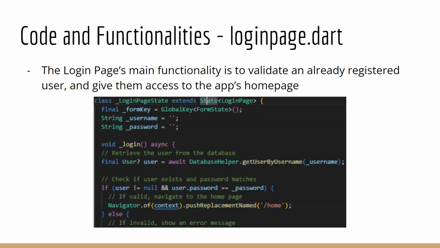The login page Dart file. The login page's main functionality is to validate an already registered user and give them access to the app's homepage. And this is the code that displays that, creates keys. It makes sure to check the data tables to see if the username matches up to the password, and if it does, it will navigate into the home page. If not, it'll show an error message saying that the username or password are invalid.